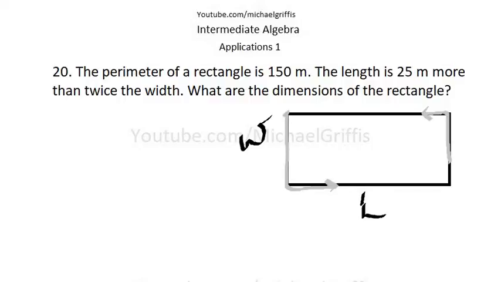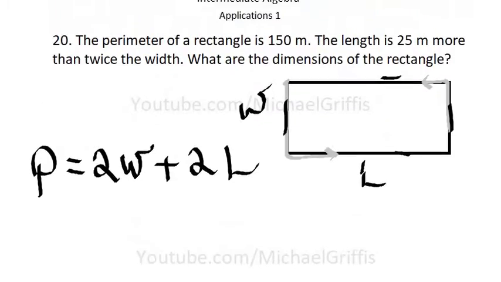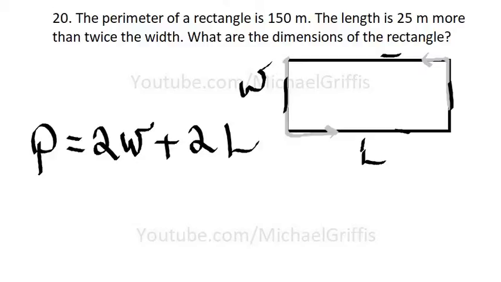First, let's say that the perimeter is equal to 2W plus 2L. Right, this is L and this side is L, and then we have two sides that are the same that we call W, our width. Now let's write the relationship.